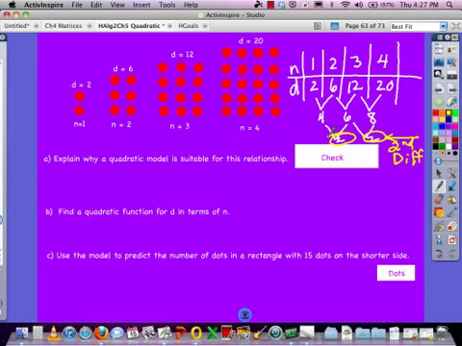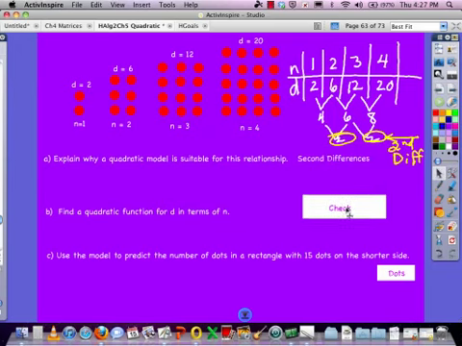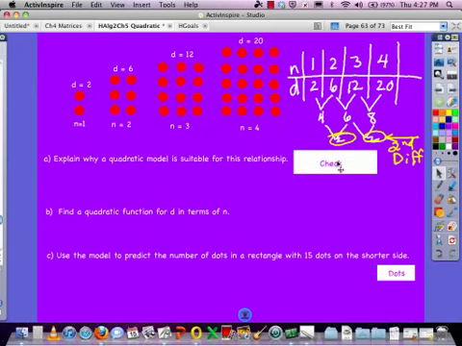So when you do your second differences, because the second differences are constant, all the same number, they don't have to be all ones or anything like that, there will be a quadratic equation that models that data. So I think that's what we said for explain why a quadratic model is suitable. You could have graphed this also and taken a look at it, but second difference is probably easier than putting all those graphs there. Okay, so find the quadratic function for D in terms of n.